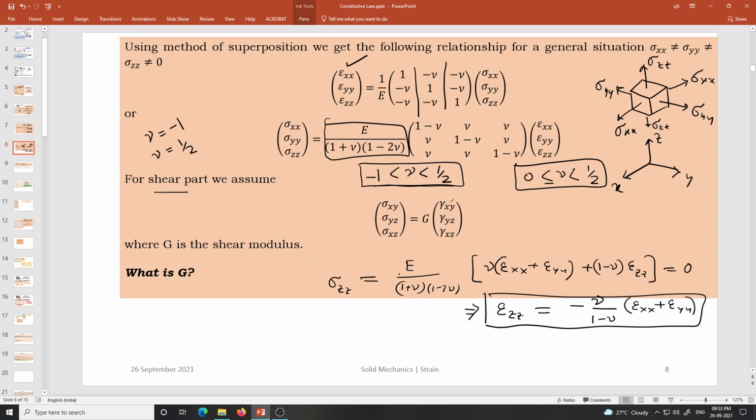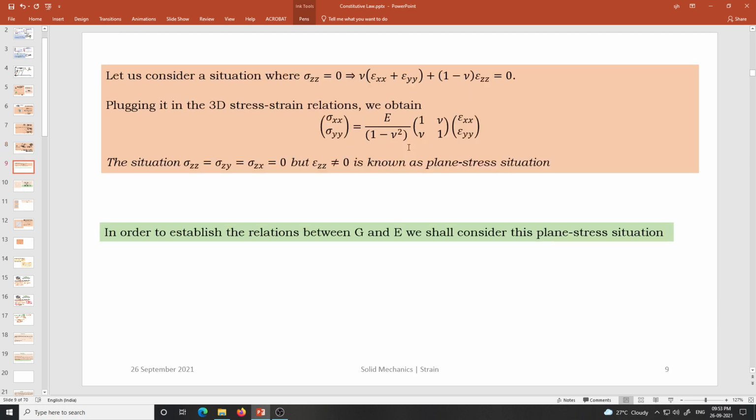The sigma zz0 is the internal constant which enforces epsilon zz to be a function of epsilon xx and epsilon yy. Naturally, this statement, that sigma zz equals 0, involves three independent quantities: epsilon xx, epsilon yy and epsilon zz. Therefore one of these three variables can be eliminated in terms of the other two, and this time we are selecting epsilon zz as a function of epsilon xx and epsilon yy.